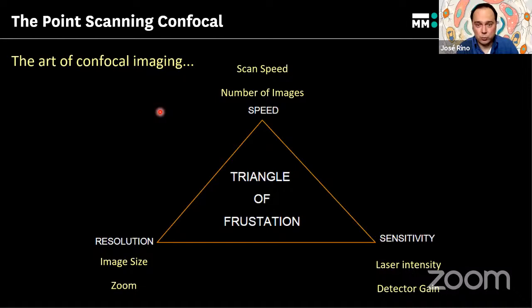You have to know what you want. You have to know the purpose of your experiment, and you really have to choose whether you want speed or resolution or sensitivity. You cannot have it all. If you use higher laser intensities and higher detector gain, you'll have more signal, but maybe you'll photobleach a lot, and you'll have to go slower. So forget about speed. Possibly you have to reduce the number of pixels, so you also lose resolution. Depending on what you are doing, you fall inside what is somewhat called the triangle of frustration, because you cannot get it all.